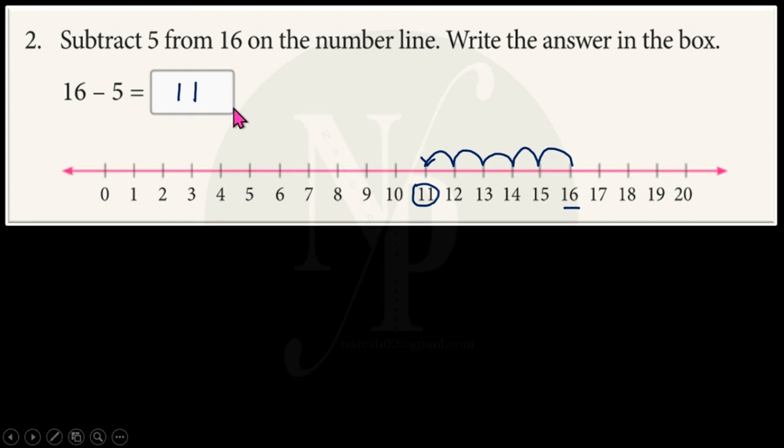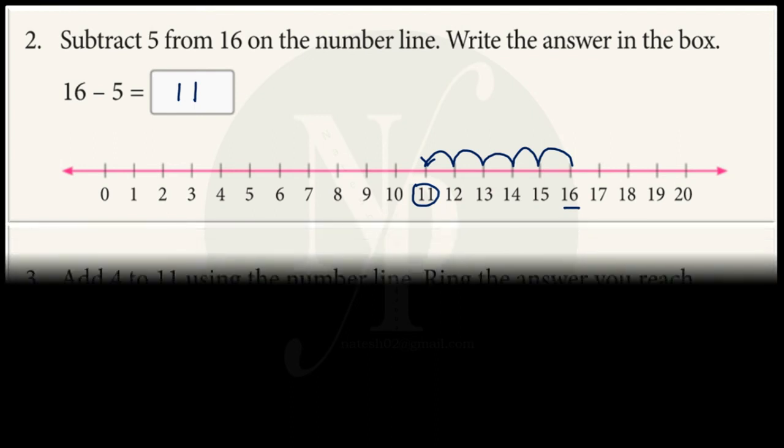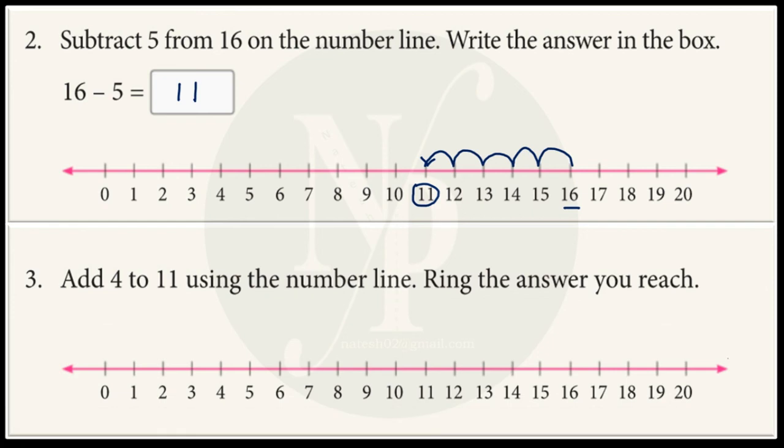Now let us move to the next question. That is question number 3. Add 4 to 11 using the number line. Ring the answer you reach. Here we have to add the number 4 to 11 using this number line, and after finding the answer we have to ring the answer.